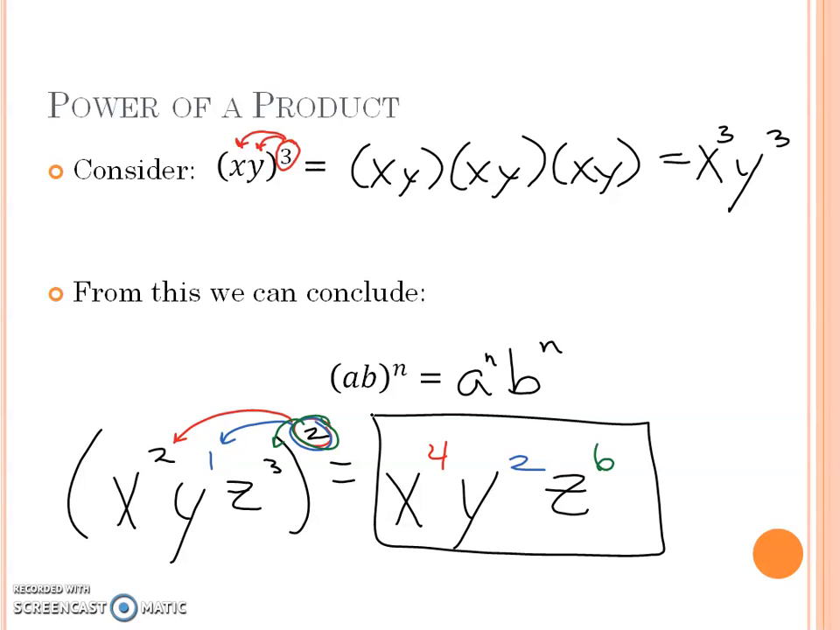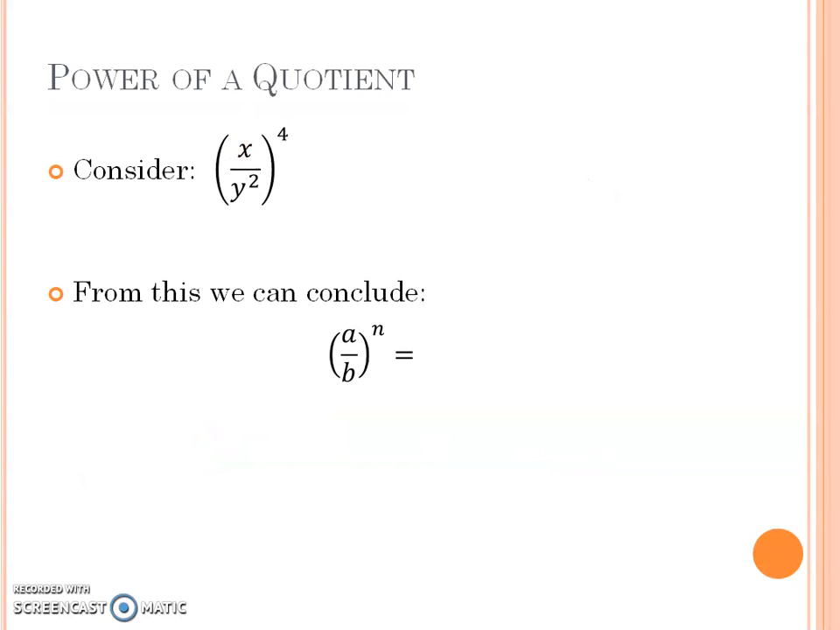Okay, up top, just to make sure that makes sense, that's x to the 1st, y to the 1st. So 3 times 1 gives me 3. 3 times 1 gives me 3. Okay, but it has to go to everything inside of the parentheses. Okay, and then the last one is the power of a quotient. This essentially works the exact same way as the last one.